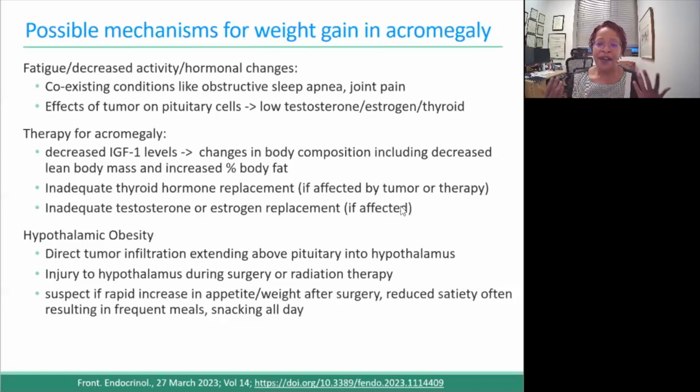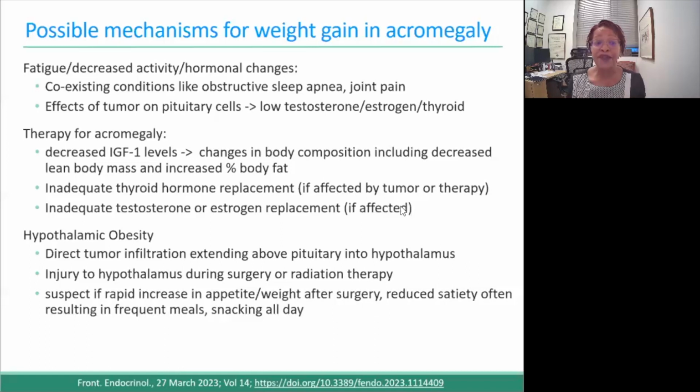If you have thyroid hormone being affected and it's low, of course, thyroid hormone controls our metabolic rate, so the rate at which we burn calories. So if that level is low, we're not burning as many calories, increased risk for weight gain.